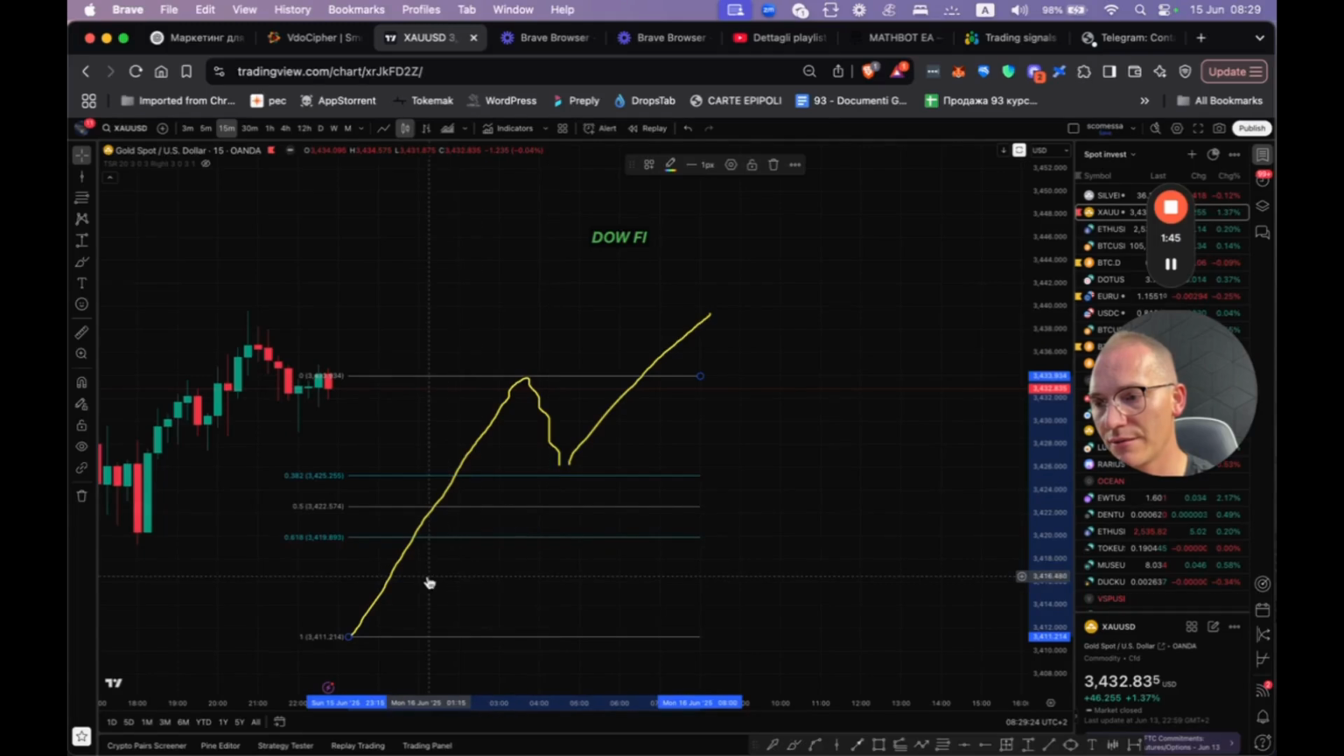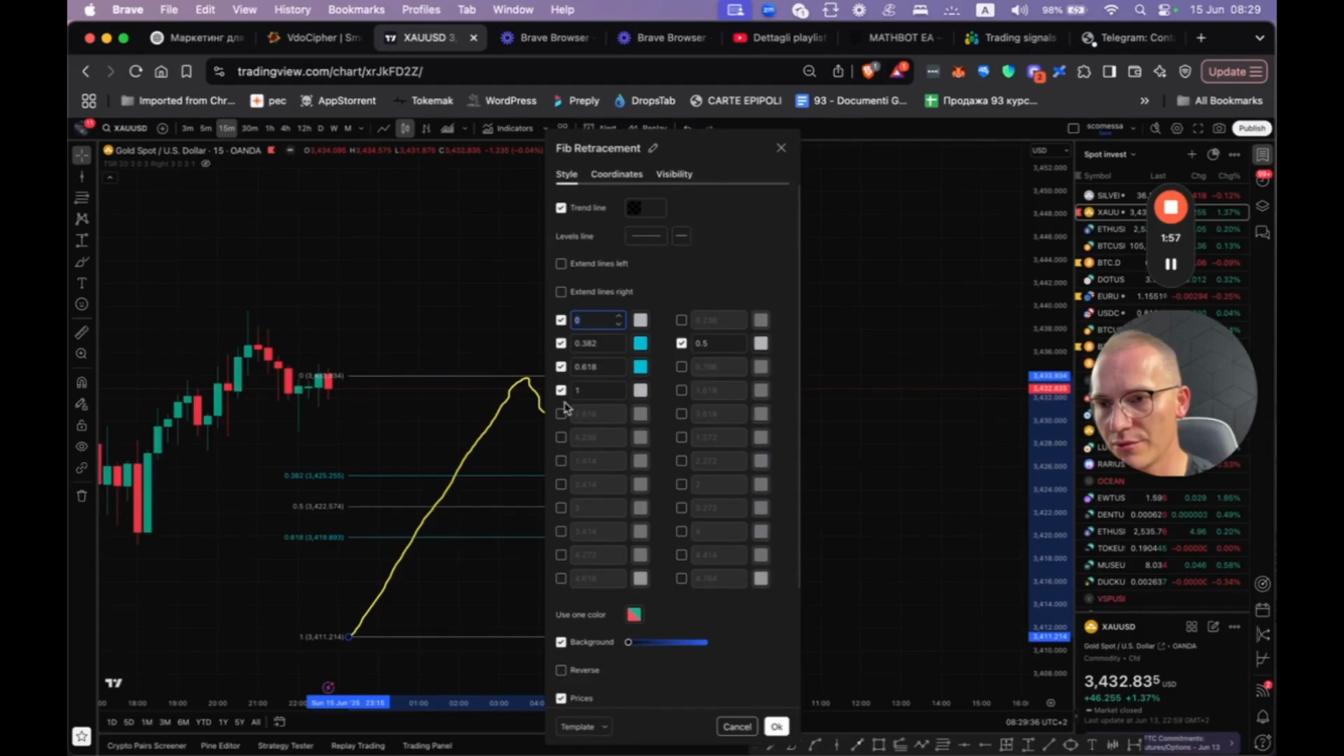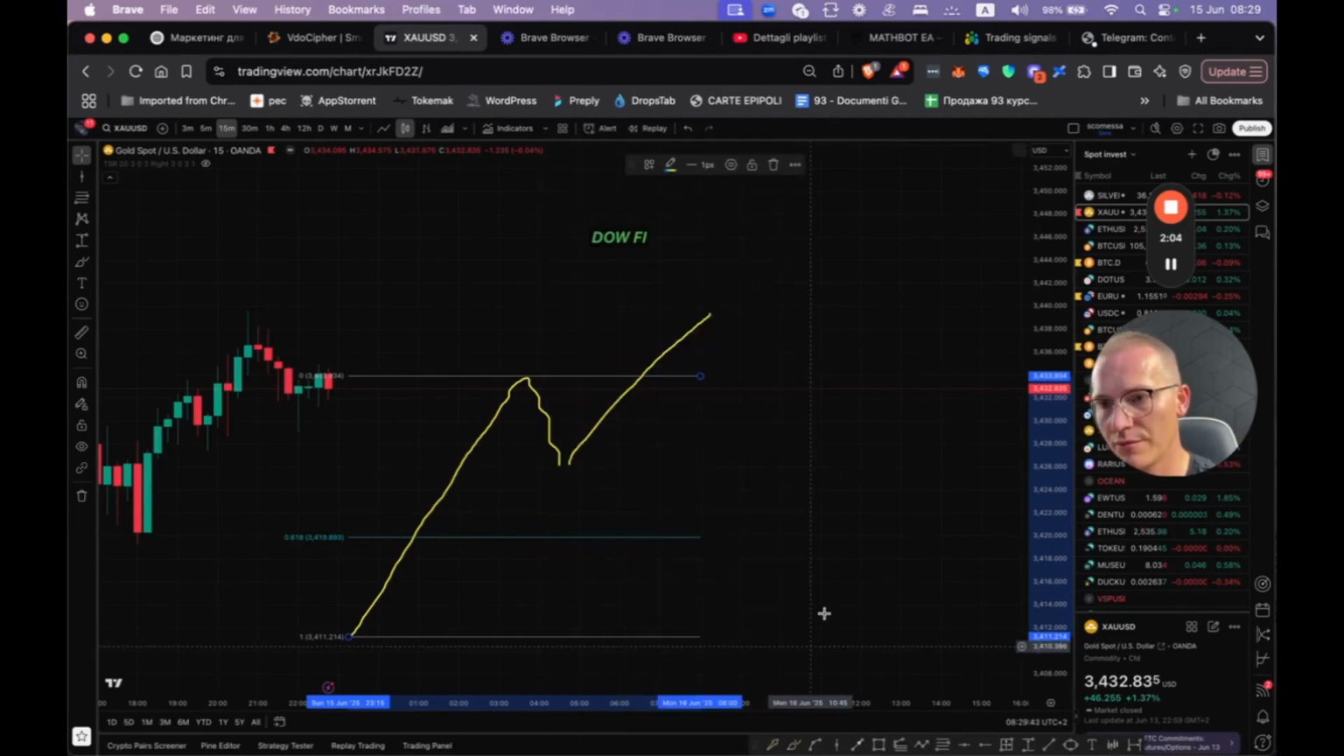Notice that I use the Fibonacci retracement from 1 to 0. I don't use other levels. We don't need them. And in this strategy, in fact, we only need the following levels. I can actually remove the unnecessary ones. We only need the 0.61 level. See, I can remove the 0.38 and 0.5 levels entirely. They're not needed.